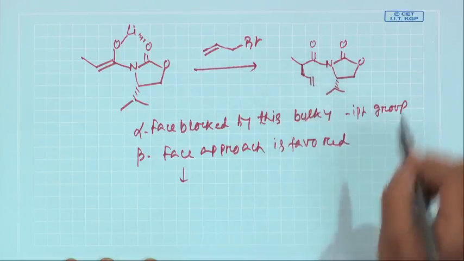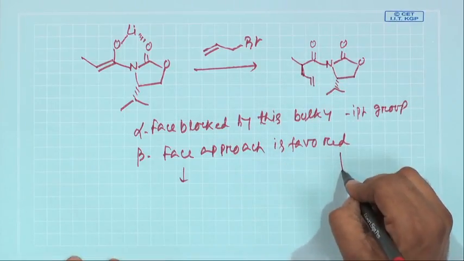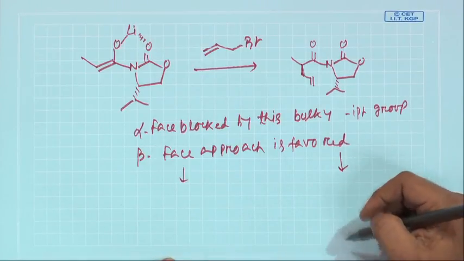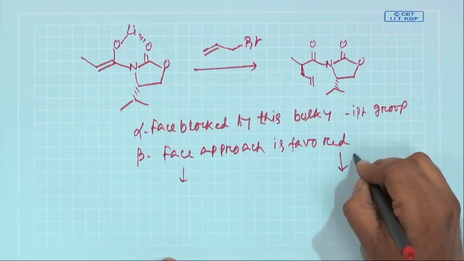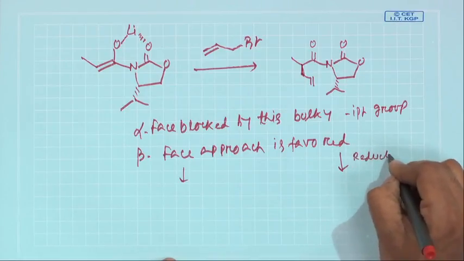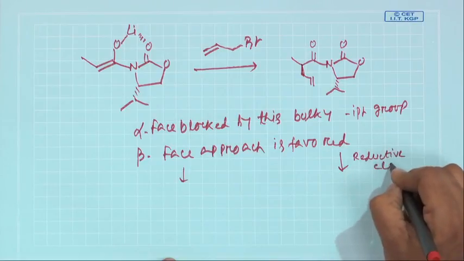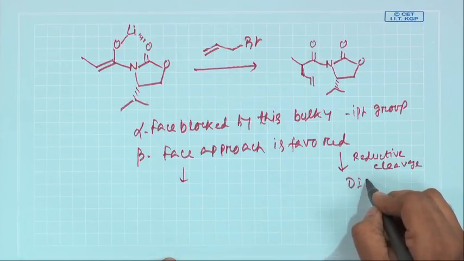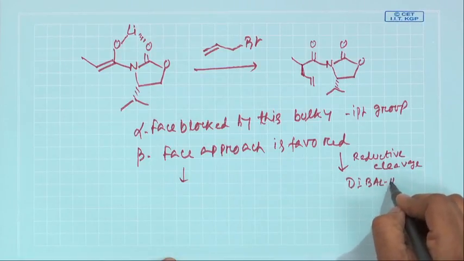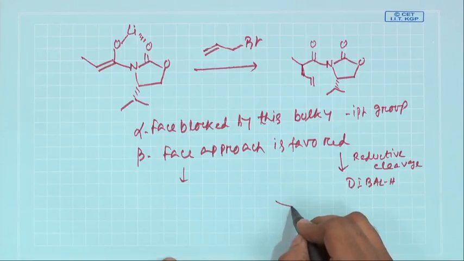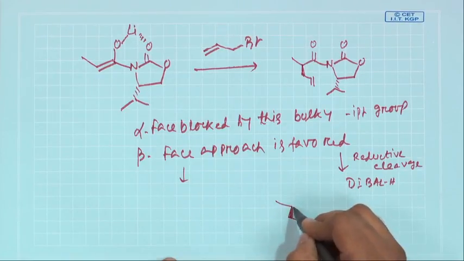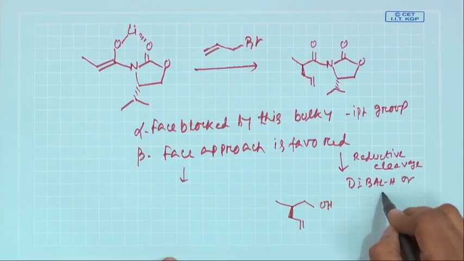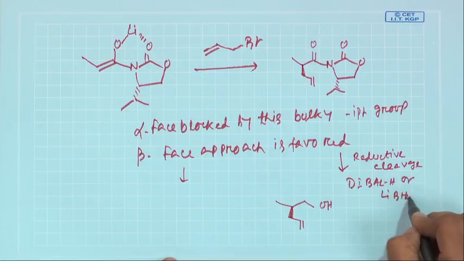this compound. Now, as I said, the next prerequisite is your auxiliary removal. So, auxiliary removal can be done by numerous ways. The best way, you can do a reductive cleavage. Reductive cleavage means you treat with DIBAL, you can basically get the corresponding alcohol. You can treat with same DIBAL or lithium borohydride, you can get this compound.